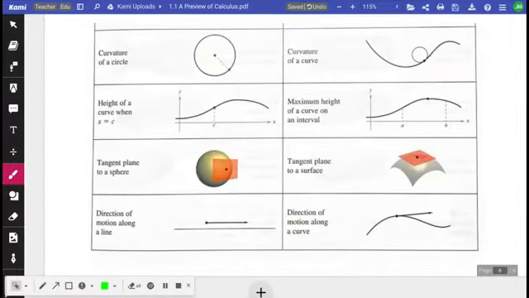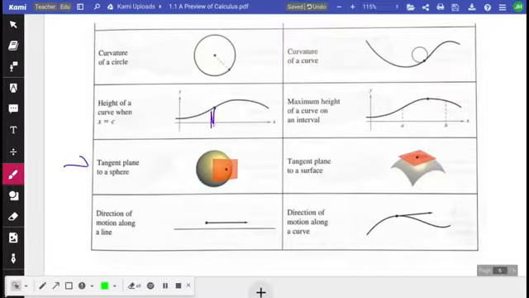We'll be able to do lengths around a circle or lengths along a curve. You'll be able to do height of a curve at a certain point, something before, but we'll be able to do the biggest part of a height. We'll be able to calculate how high it actually goes on a curve, not just a random height.